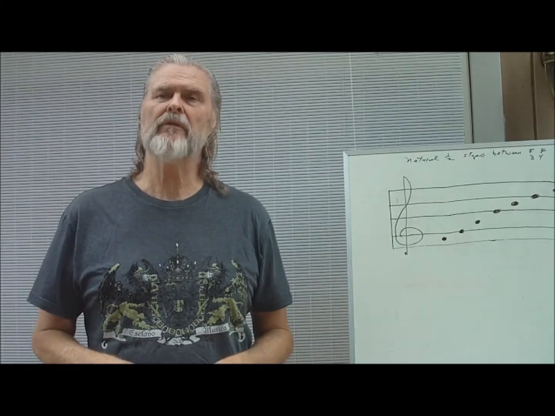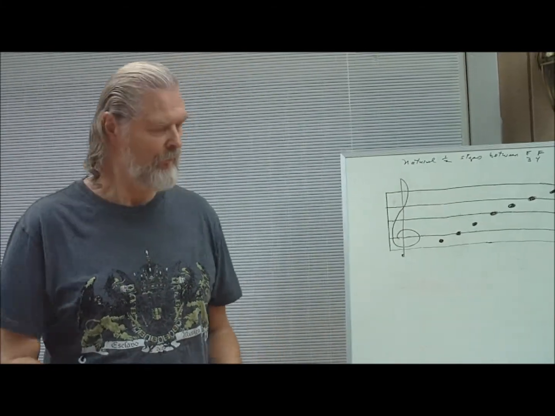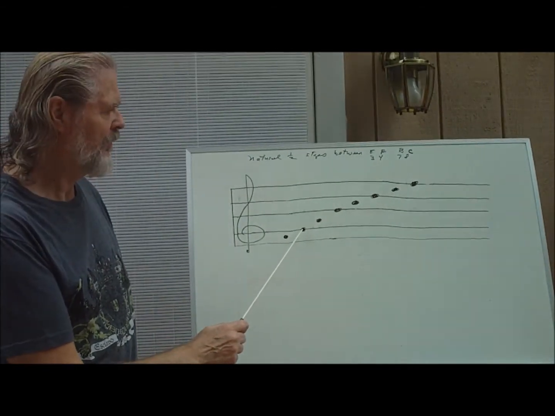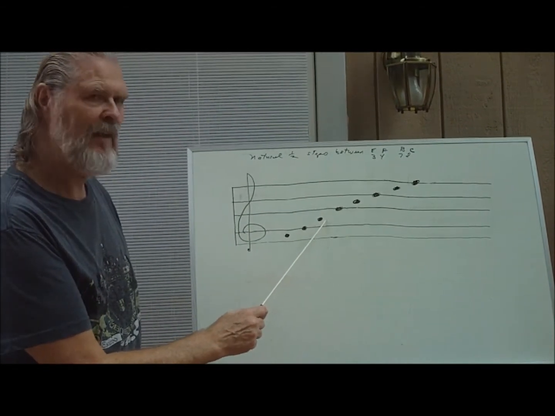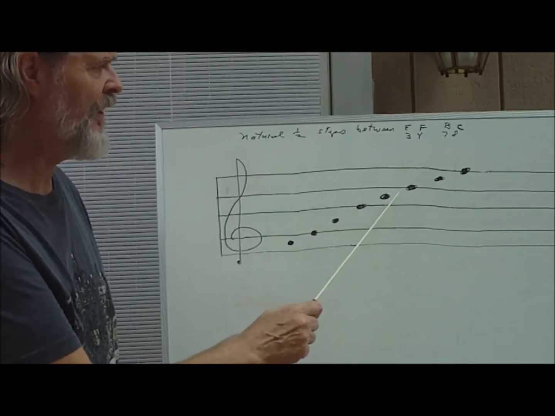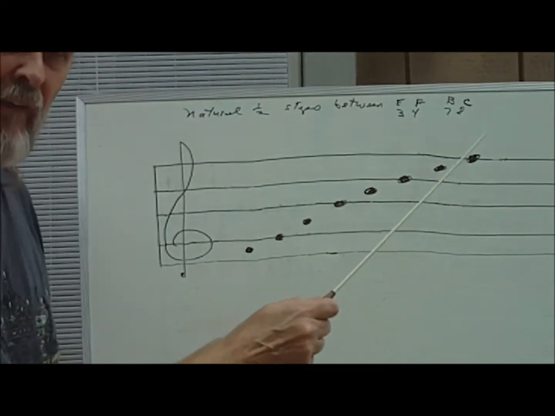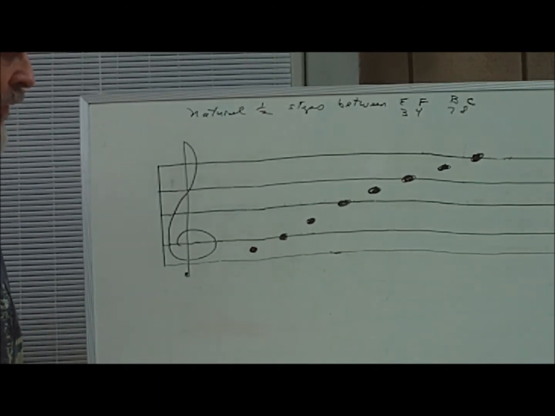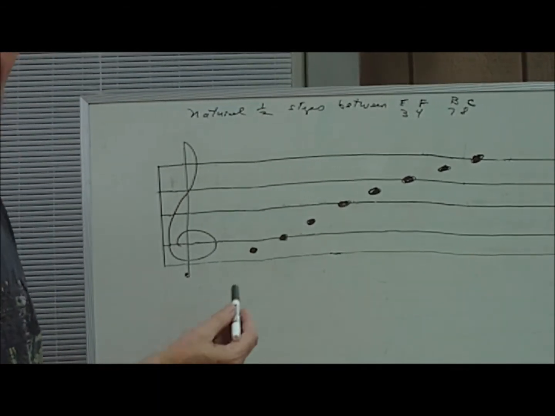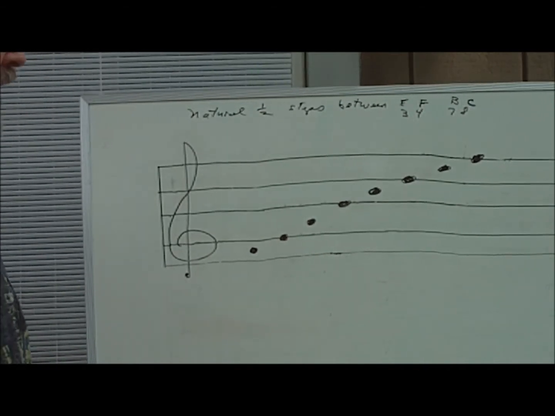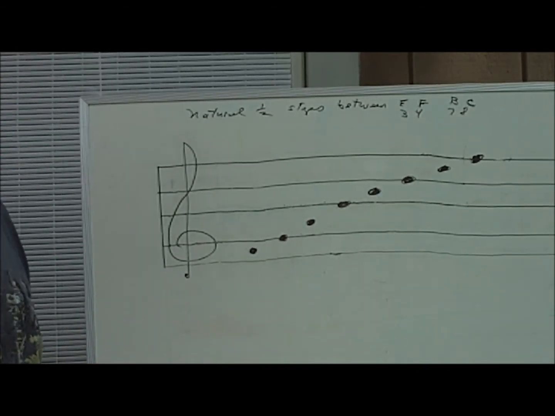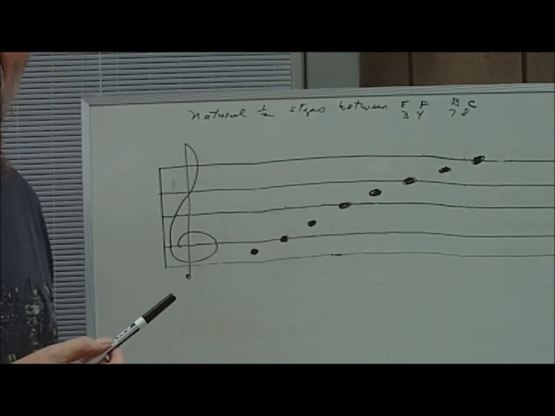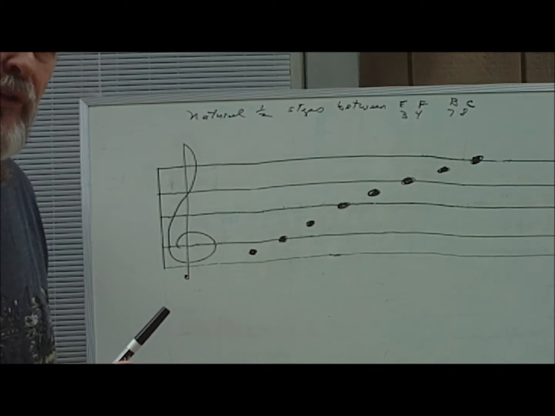Let's do another one, starting on F. We have F, G, A, B, C, D, E, and F. This is going to be a little easier. F to G, whole step. G to A, whole step. Where do we need the half? We need the half right here. A to B, A to B is a whole step.